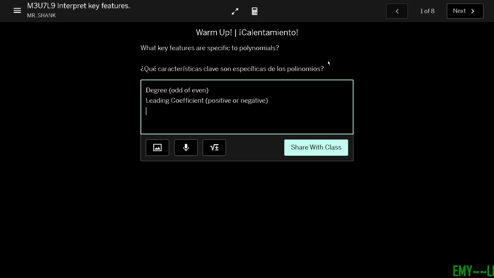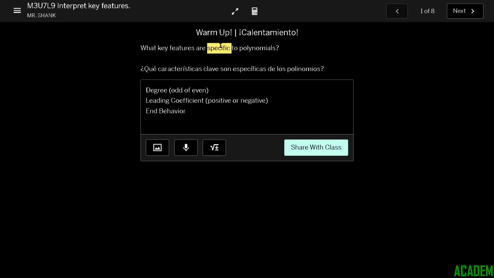What else is different? I could talk about x-intercept, y-intercept, domain and range. Those are all similar to quadratics as well, but these two main things build together with our end behavior. So I need my degree, my leading coefficient, and then I have my end behavior. Those are the specific ones. I could include other key features, but we already did that in our previous lesson, so we're just saying what is specific to polynomials.